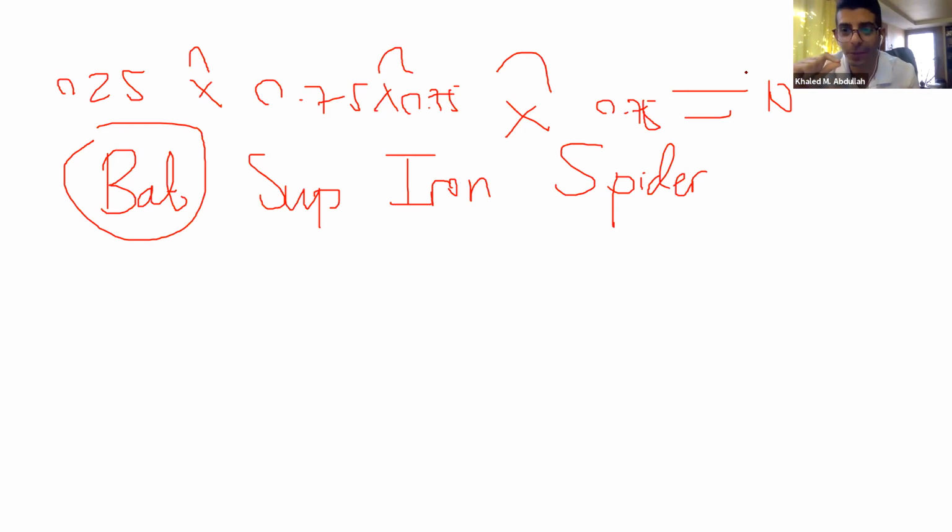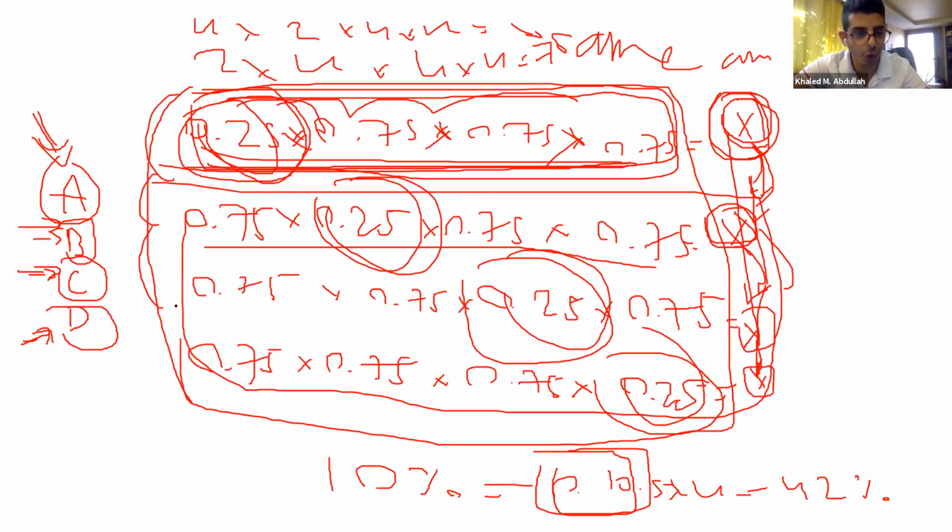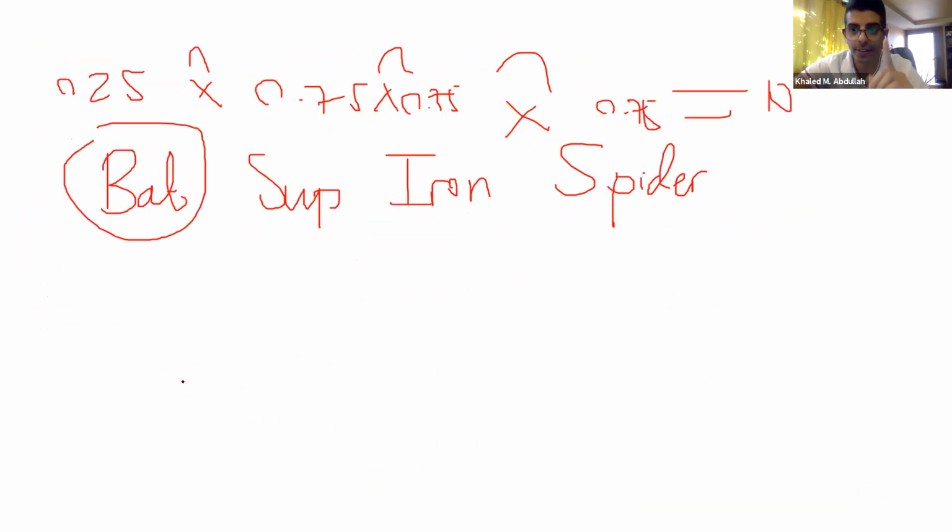Now here is where it becomes tricky. If we said what is the chance of Batman being affected without mentioning the others, it's very easy. It's just 0.25, right? But I'm saying what's the chance of Batman being affected, and the other superheroes are not affected. Now here's where it becomes tricky. What's the chance of one superhero being affected and the others are all right?